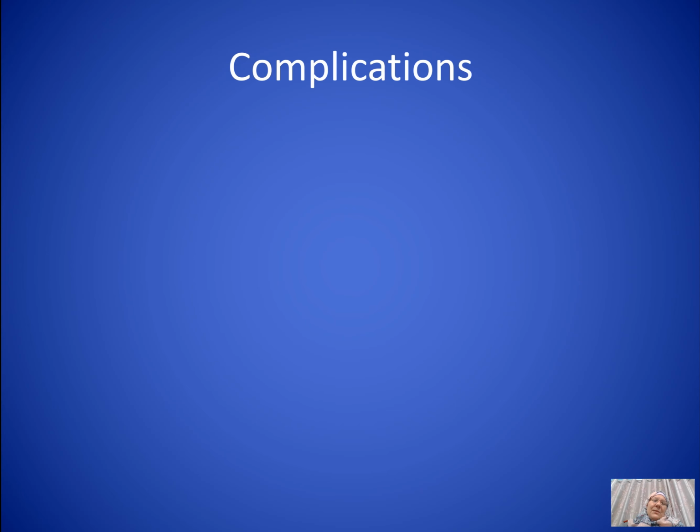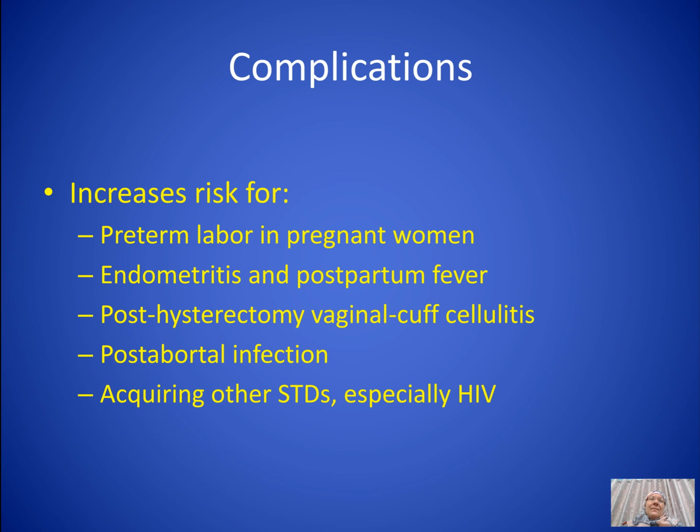Unfortunately, in some circumstances, bacterial vaginosis is associated with complications, although generally it is more an annoyance than a real pathological condition. But there are some risks associated with bacterial vaginosis causing preterm labor in pregnant women. There is, of course, especially in the postpartum period, an association with puerperal sepsis or fever, and even endometritis. Following hysterectomy, bacterial vaginosis can cause vaginal cuff infections, and they can be quite serious.